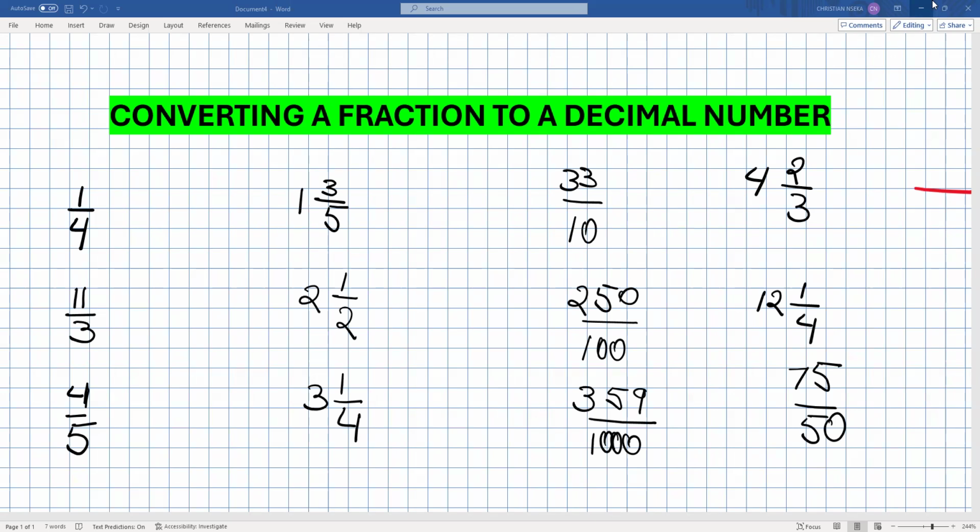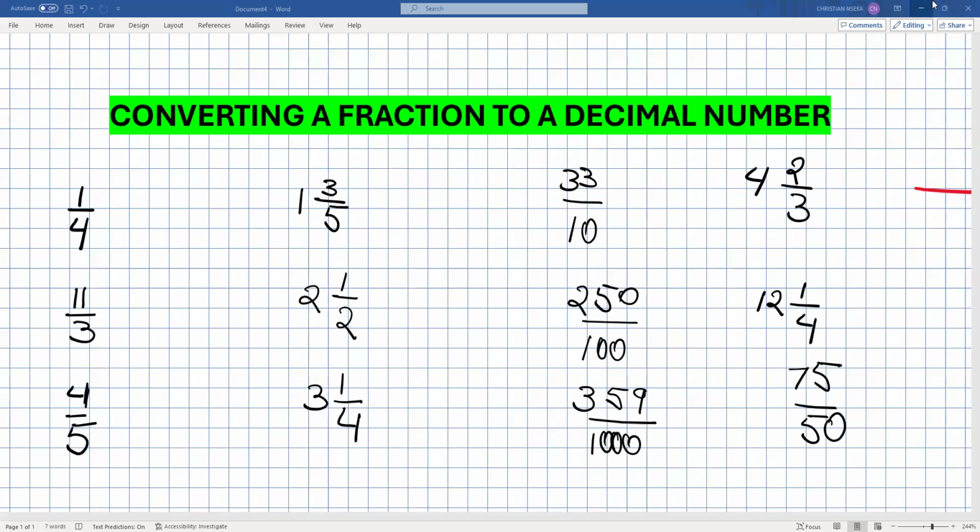Today we're going to learn how to convert a fraction to a decimal number. You'll see you have three types of fractions. You got 1/4, which is what kind of fraction? There we go. That is a proper fraction. Why? Because the top number is less than the bottom number.